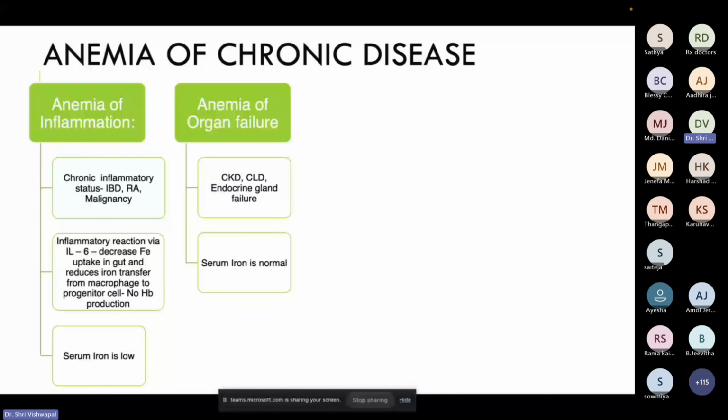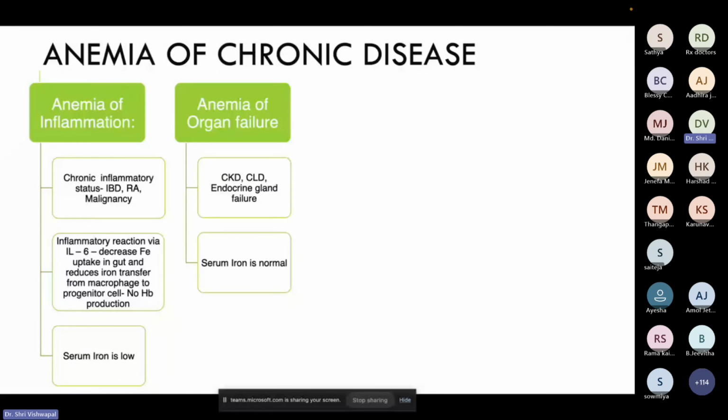The mechanism is an inflammatory reaction. The inflammatory reaction is through interleukin 6, which decreases iron uptake in the gut and reduces iron transfer from macrophages to progenitor cells, so no hemoglobin production happens. This is how anemia of inflammation works out. In this condition, serum iron will be on the lower side.